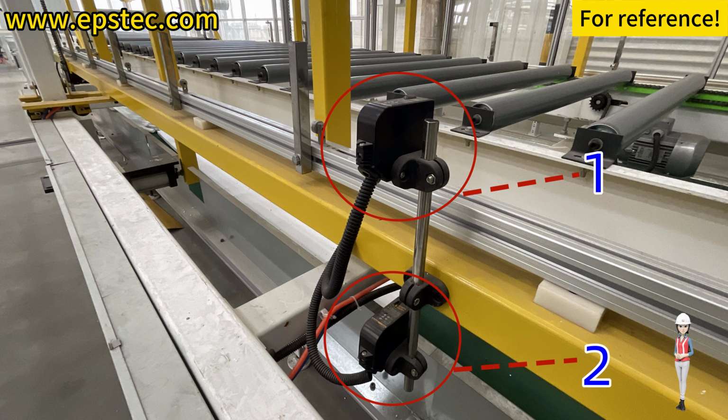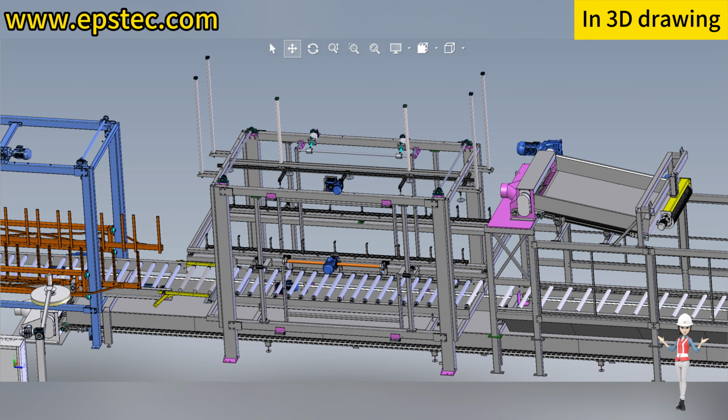The cross-cutting frame continues to move upwards to the position of the second photoelectric sensor. When the signal is lost, indicating the completion of the third phase cutting, at this time, the cooling fan is turned off, the cutting wire stops heating, and the cross-cutting frame stops raising.